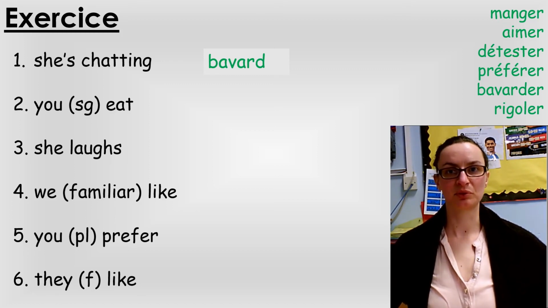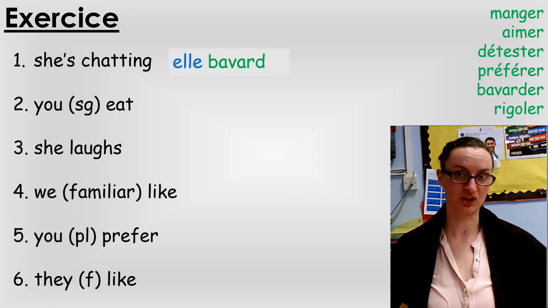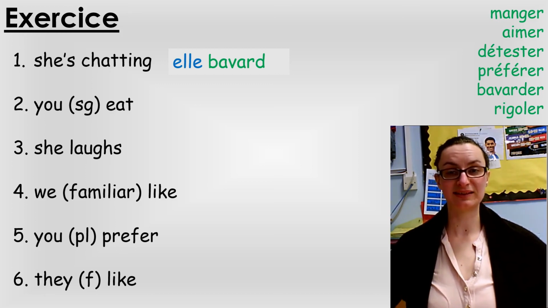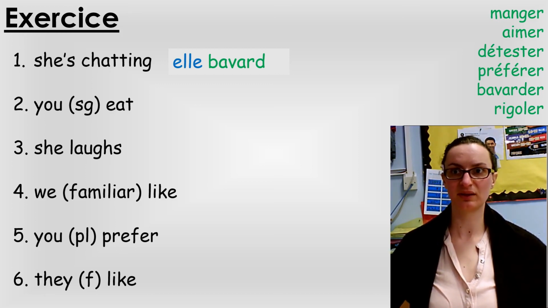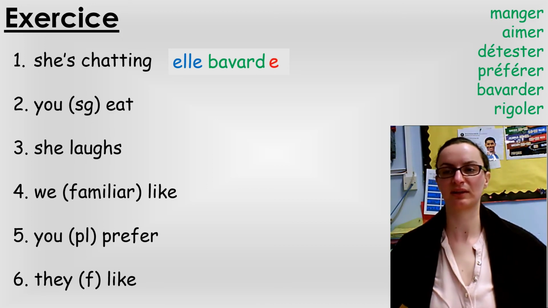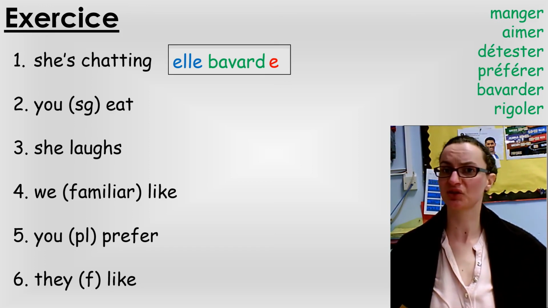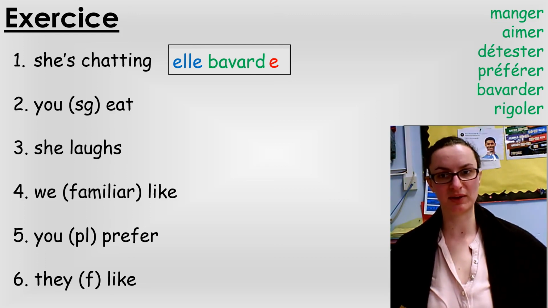Next step, put the correct subject. She is elle in French. Then I need to get the matching ending for elle, which we've learned was E. Third person singular, elle goes with E, so I'm writing E. And then I can check, we've got elle bavarde, she's chatting. Remember, again in French, she chats and she's chatting would be exactly the same thing. You are eating and you eat, same thing, etc.